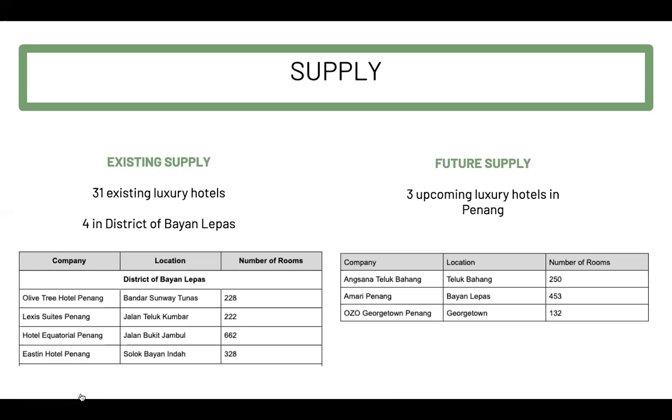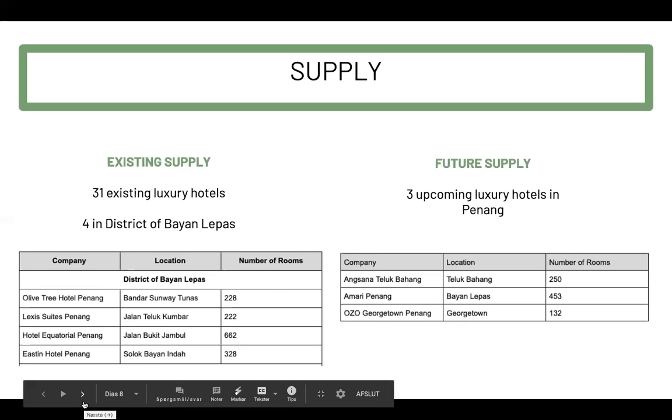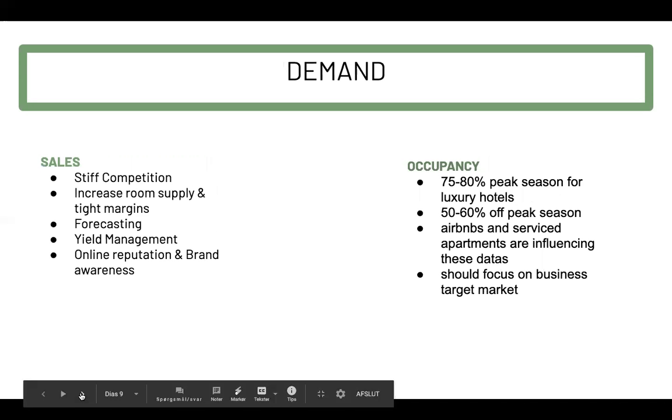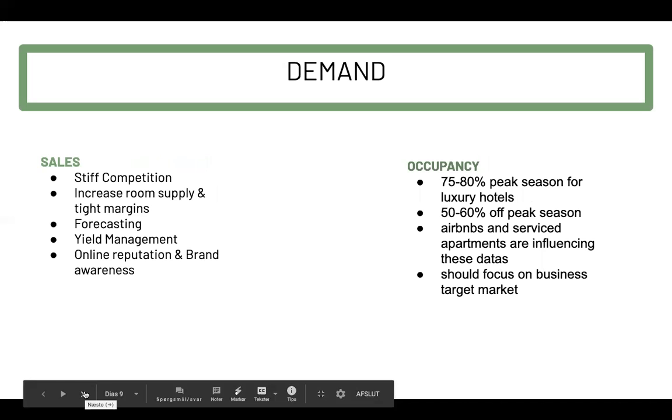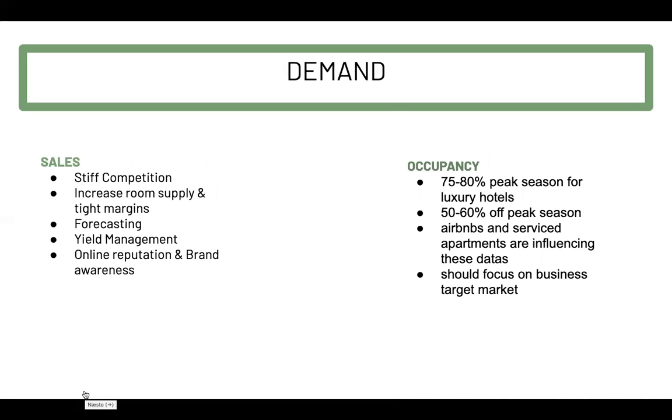And then with the future supply, there's 3 upcoming luxury hotels, which is the Angsana Teluk Bahang, Amari Penang, and Ozo Georgetown Penang. So they're also varying in the number of rooms and in different areas as well. So then with the demand, there's quite stiff competition, and there is an increased room supply and tight margins. It's important to have a good online reputation and brand awareness for also the different hotels in the area, so that we can compete with them.